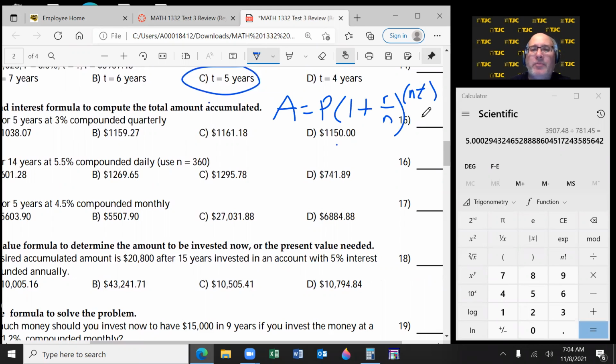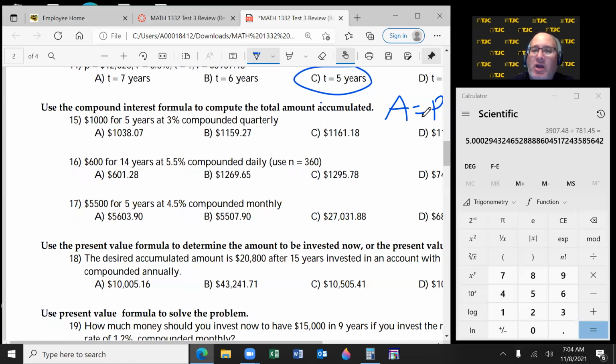The part of this formula people tend to forget is the N. The N represents the number of times per year interest is compounded. Because I don't have a whole lot of space here, I'm just going to write down the formula with the values inserted and then use the calculator. For number 15, we're looking for the total amount accumulated, aka the future value, which is just A in the formula.